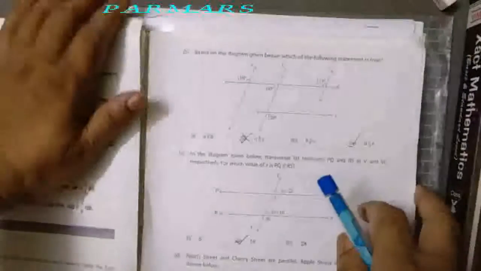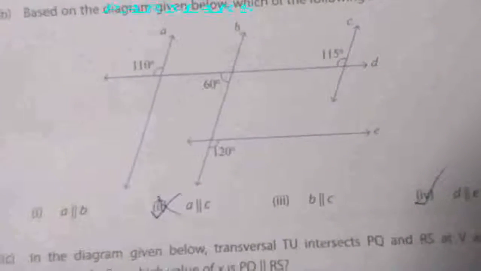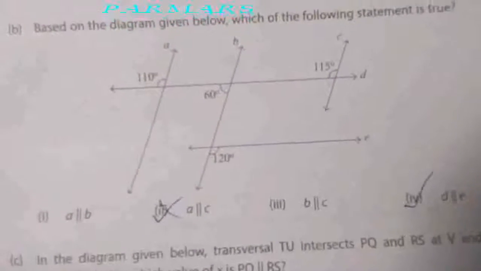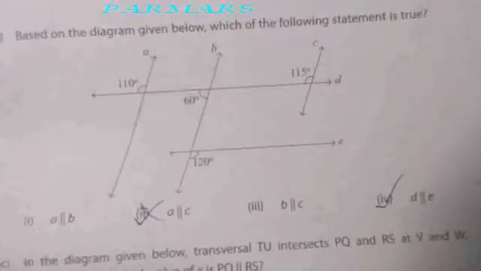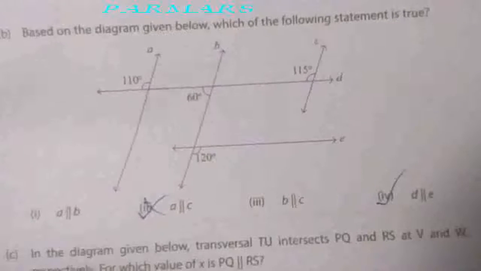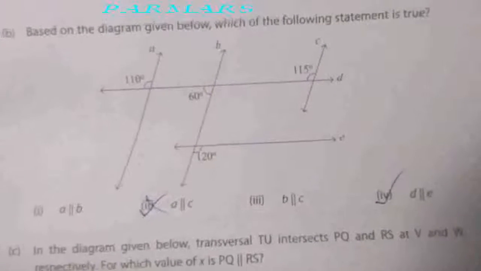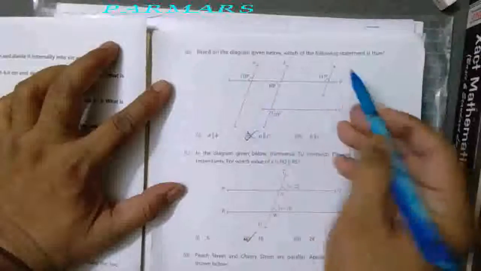What is the next question? In the next question, you will find a figure. Take a close look. Here all the lines are supposed to be parallel, but no, you have to find out which two lines are parallel. Whether A is parallel to B. You can see this line is A and this is B, this is C, this line is D, this line is E.